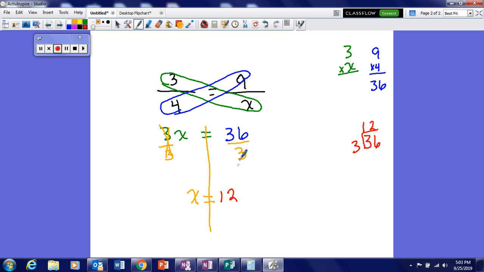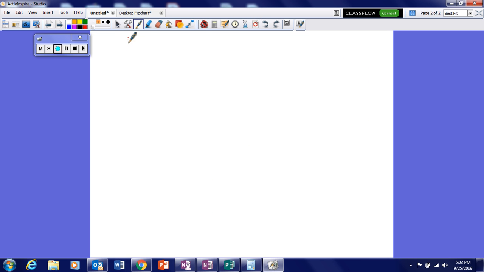So I know, because I know how to use the butterfly, and I know that equivalent fractions are what proportions are made out of, I know that x is really 12. I'm going to do one more with you, but you are cross multiplying and dividing, 2 steps.